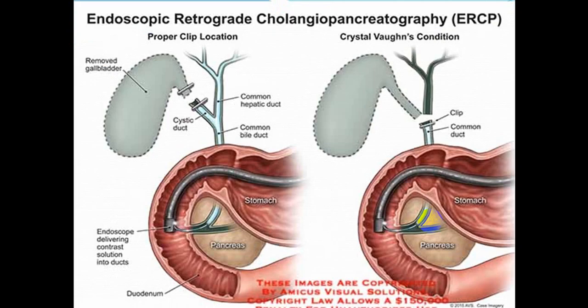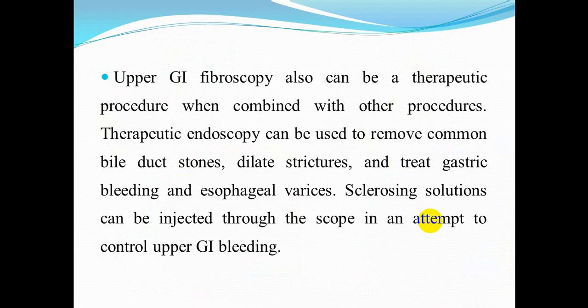This picture shows endoscopic retrograde cholangiopancreatography, ERCP. Upper GI fibroscopy also can be a therapeutic procedure when combined with other procedures. Therapeutic endoscope can be used to remove common bile duct stone, dilate structure and treat gastric bleeding and esophageal varices. Sclerotic solution, a hardening liquid, can be injected through the scope to attempt to control upper GIT bleeding, so we can control the bleeding that occurs in the GIT.